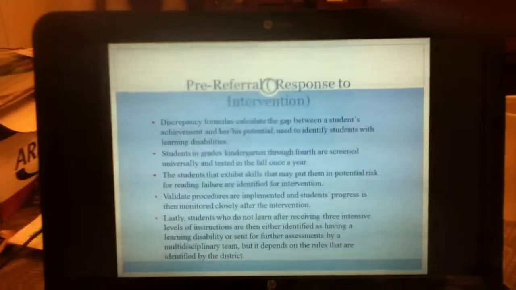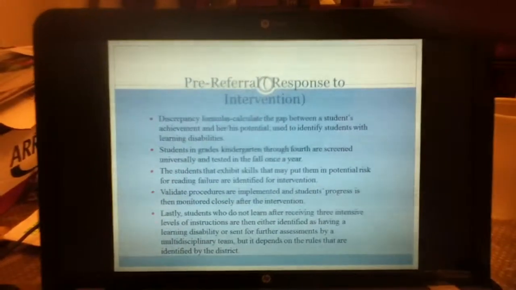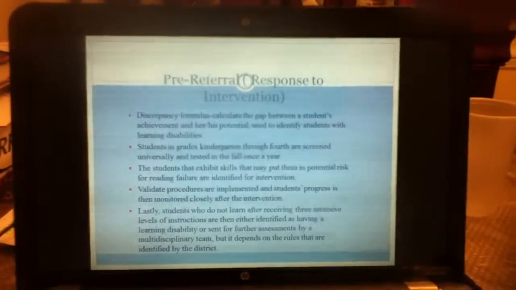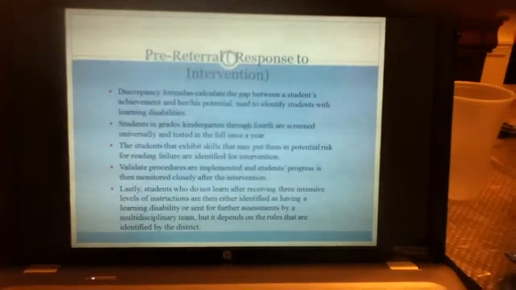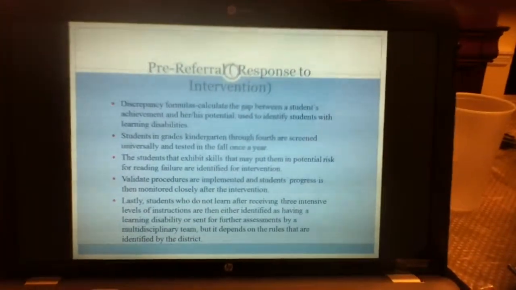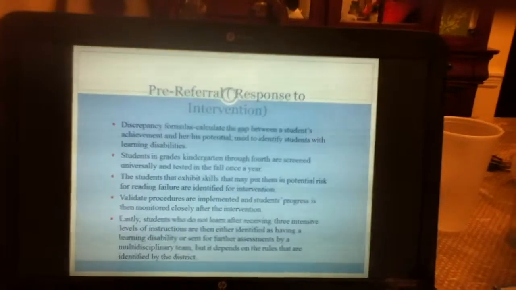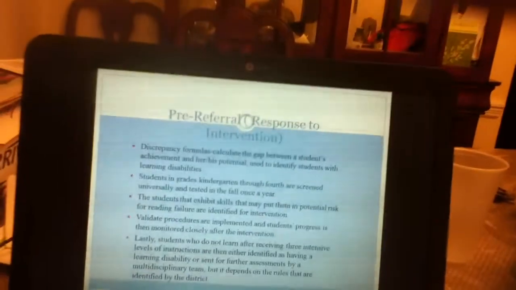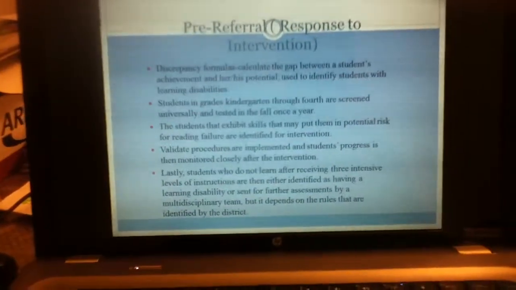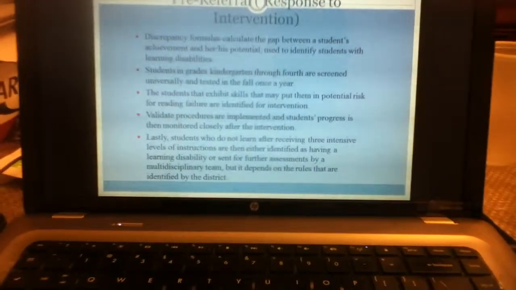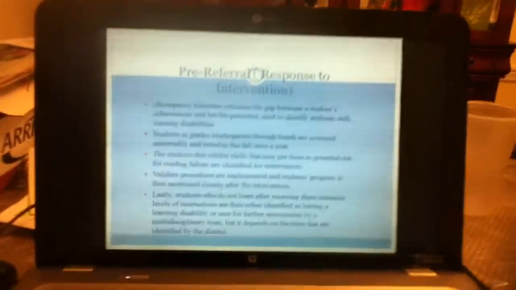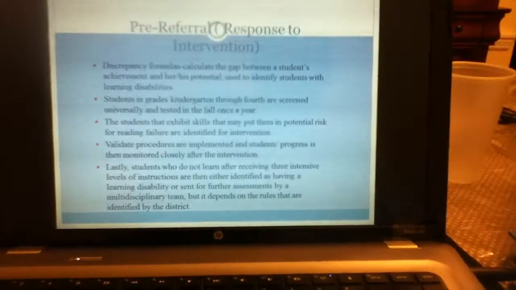Now, pre-referral response to intervention. Discrepancy formulas. They calculate the gap between a student's achievement and his or her potential. Now, used to identify students with learning disabilities. Now, students in grades kindergarten through 4th are screened universally, and they're tested in the fall, which is once a year. Now, the student that exhibits skills that may put them at potential risk for reading failure are identified for the intervention group.